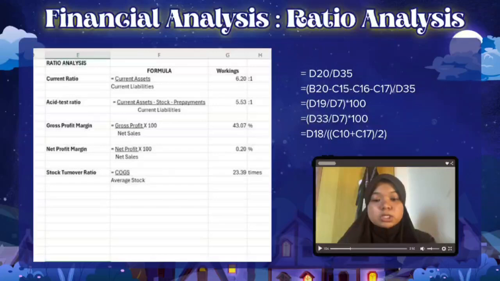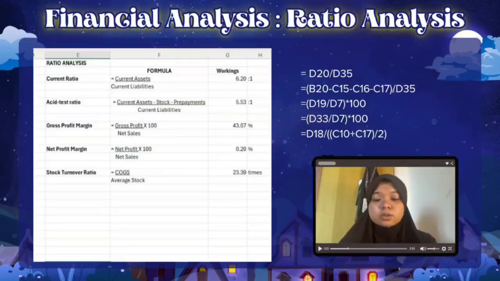For net profit margin, we use the formula =(D33/D7)*100 to get the answer 0.20%, which means for every RM1 of sales, the business makes 0.20 cents of net profit.